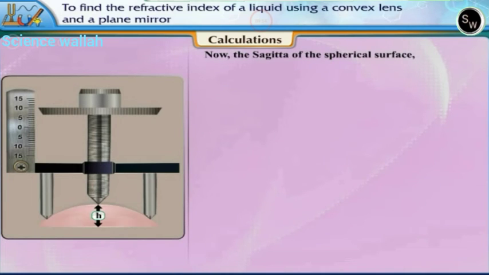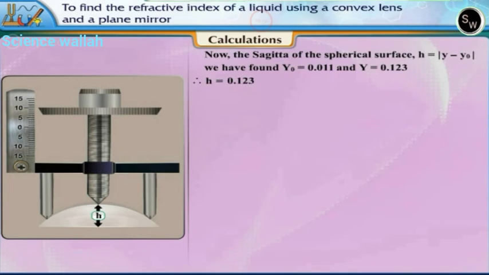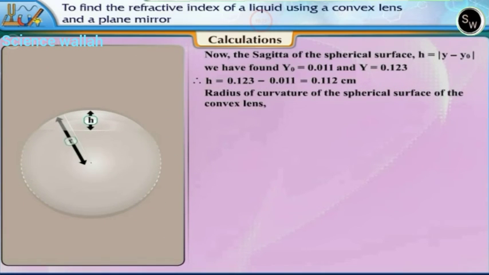Now, the sagitta of the spherical surface H is equal to mod y minus y0. We have found y0 is equal to 0.011 and y is equal to 0.123. Therefore, H is equal to 0.123 minus 0.011 is equal to 0.112 centimeter.